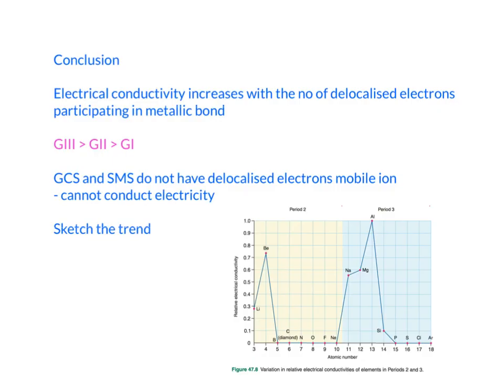Conclusion: electrical conductivity increases with the number of delocalized electrons participating in a metallic bond. So in general, group 3 will be stronger than group 1, while the other two do not have delocalized electrons or mobile ions, so therefore they cannot conduct electricity. And the most important part for this section will be to sketch the trend and remember the y-axis, that will be the relative electrical conductivity.